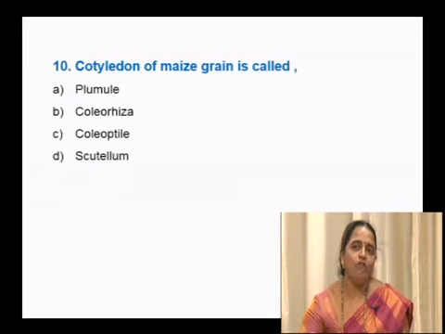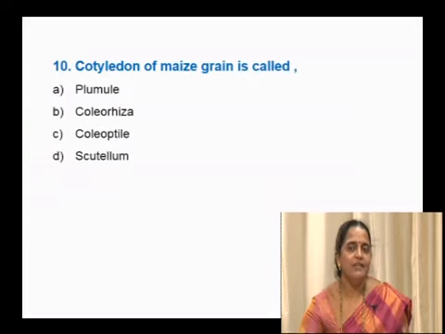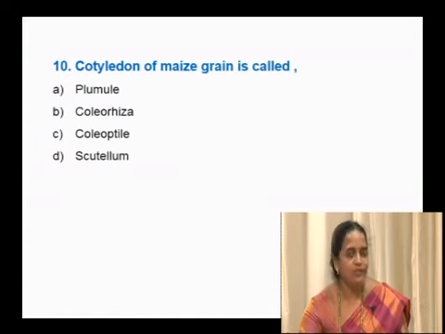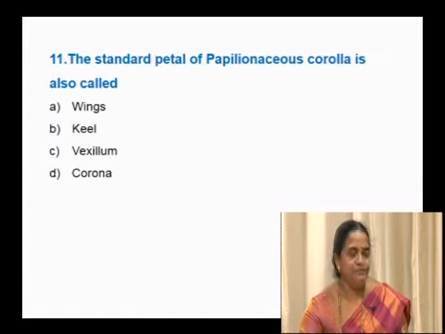The cotyledon of maize grain, it is a seed with endosperm having embryonal axis with plumule covered by coleoptile, radicle covered by coleorhiza and having a shield shaped single cotyledon known as scutellum. So, the correct answer is scutellum.